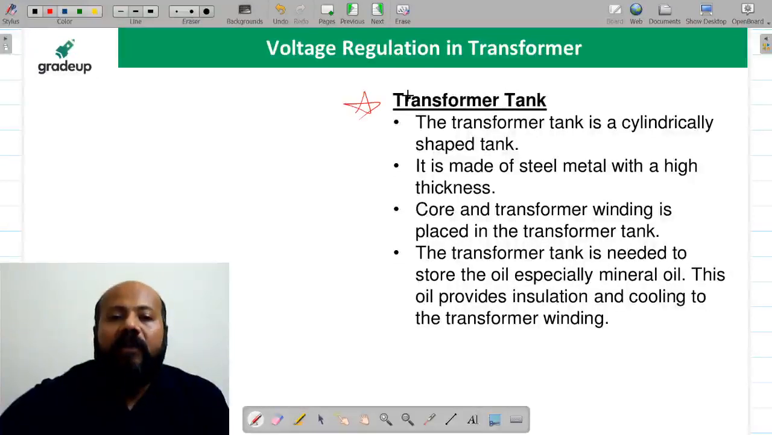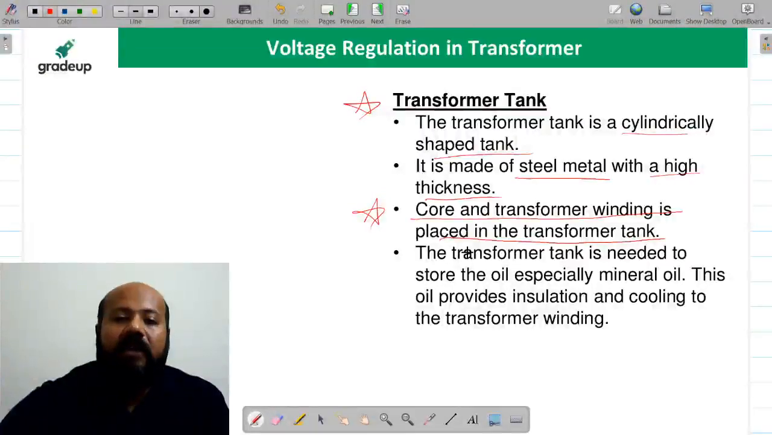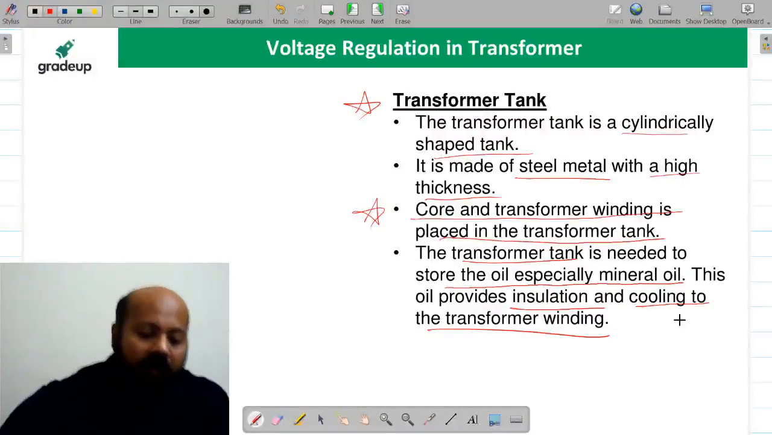What is transformer tank? The transformer tank, you can say it is a cylindrical shaped tank. It is made of steel metal with a high thickness. The core and the transformer winding is placed in the transformer tank. The transformer tank stores the oil, especially the mineral oil. This oil provides the insulation and cooling to the transformer winding.